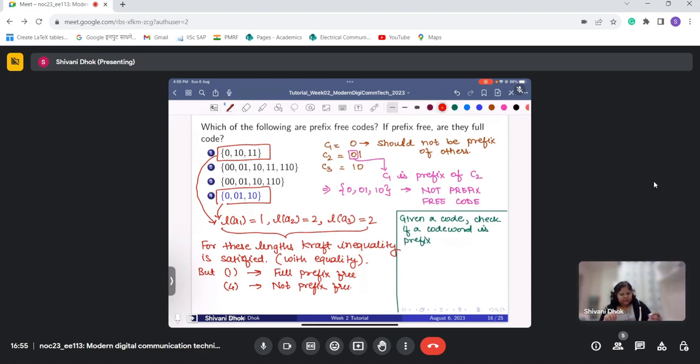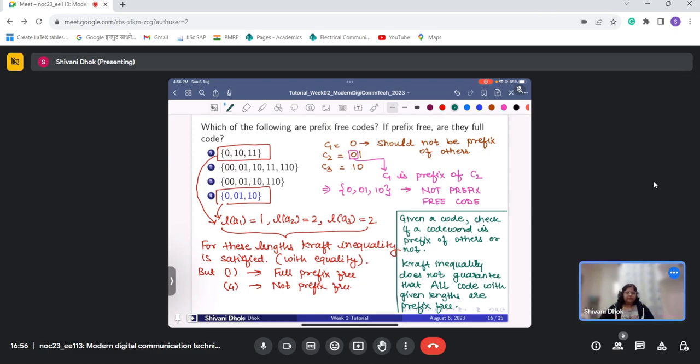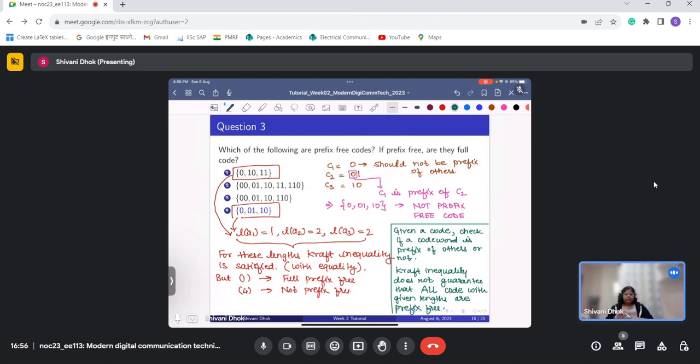Okay. So the whole point here is, if I have been given a code, check if a code word is a prefix of others or not. Kraft inequality does not guarantee that all possible codes with given lengths are prefix free. Just be careful while solving your questions. Any other question or doubt related to this question 3?